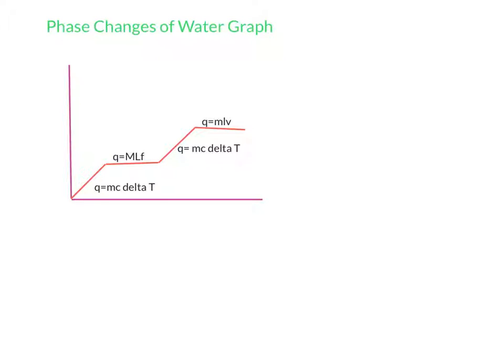Here we have a graph that represents the different phase changes of water. With every different change of phase, there is a different equation.